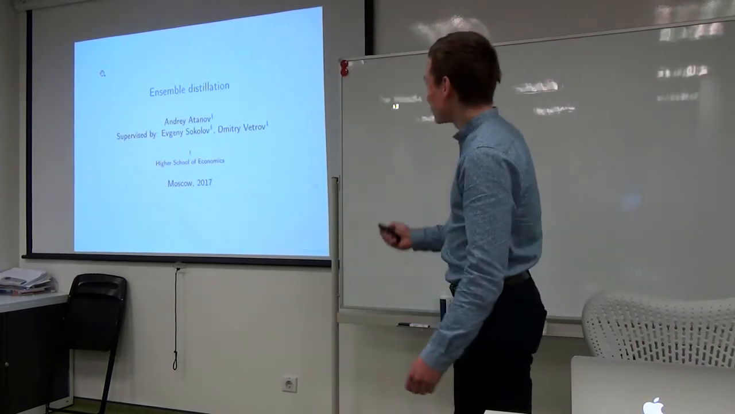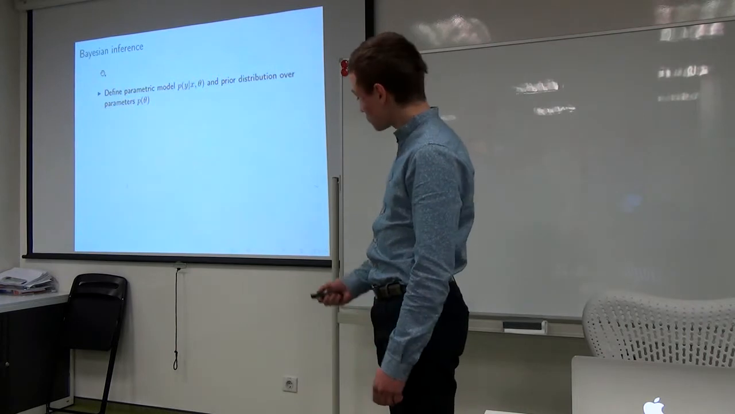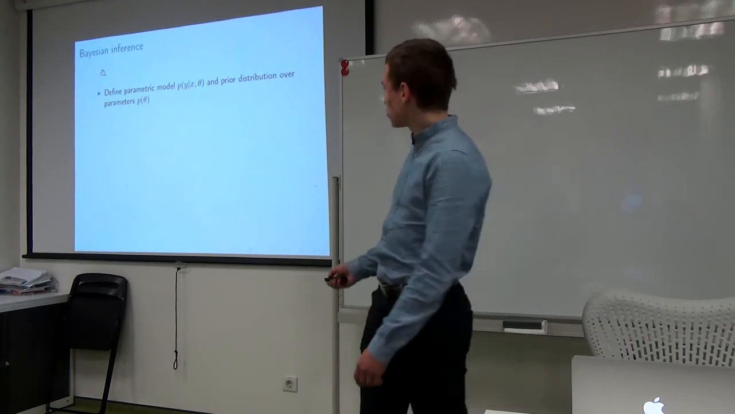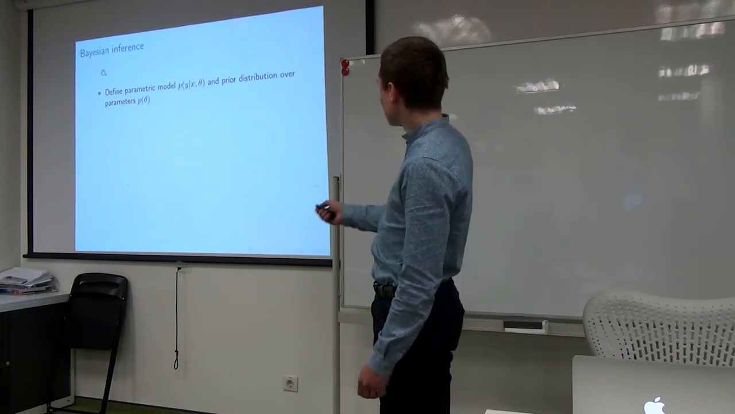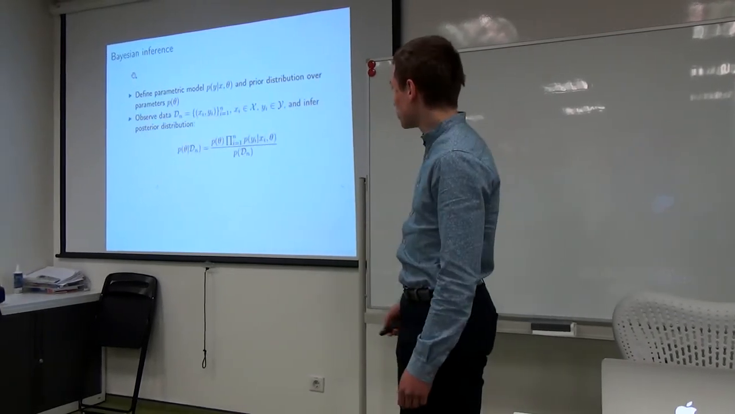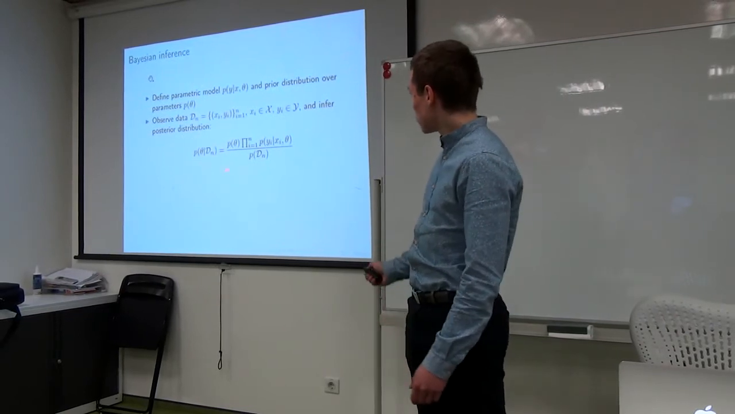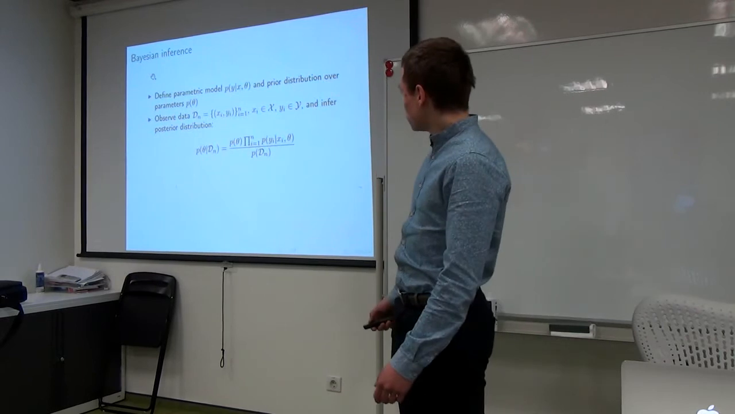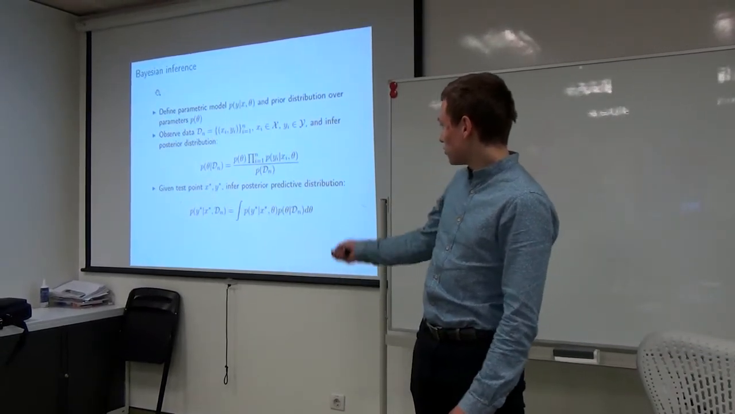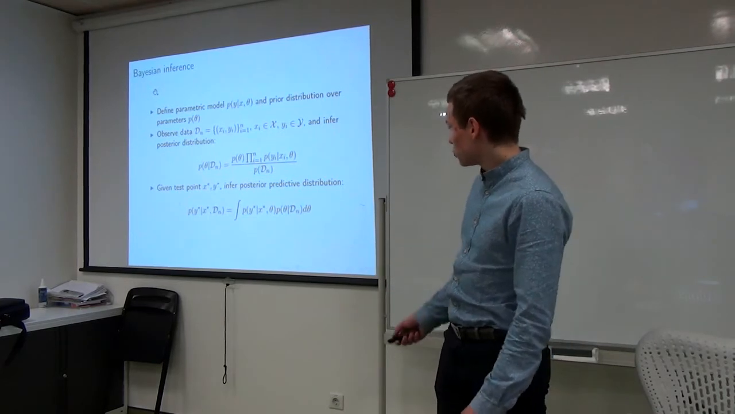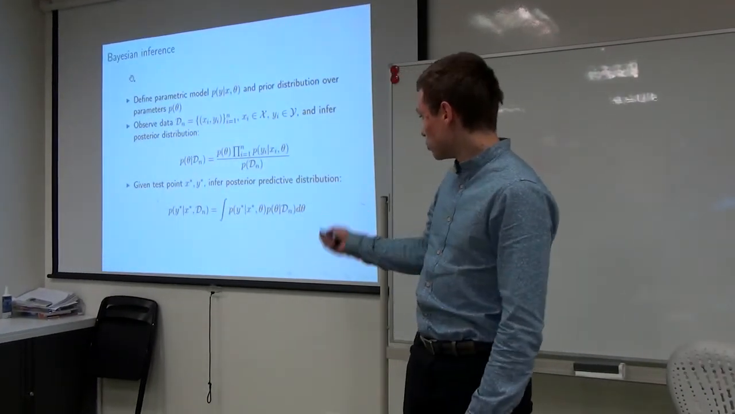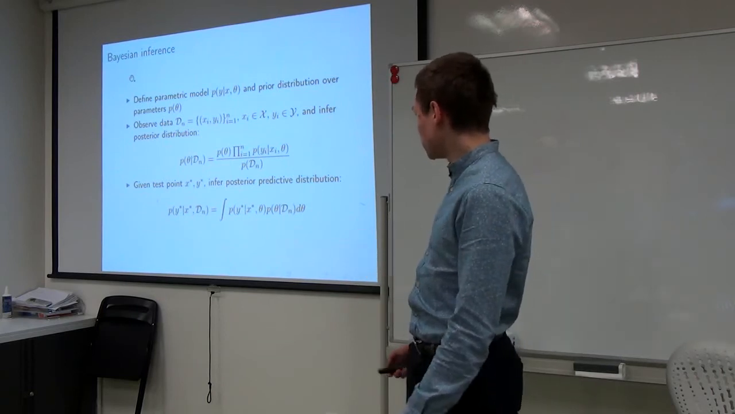Yeah, good. So we consider supervised learning, a discriminative model. We define a parametric model which produces the distribution over y, and we define a prior distribution over the parameters of our model. Then we observe data, the pairs of x and y, and infer the posterior distribution. To be truly Bayesian, at test phase, given a test point x, we marginalize out our parameters using the posterior distribution to get a posterior predictive distribution.